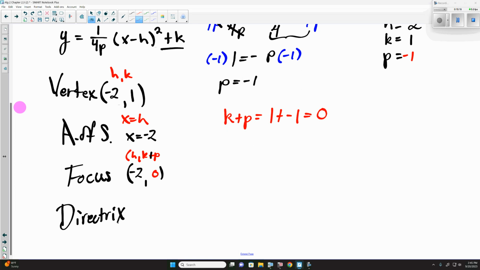Our directrix is our y equals k minus p. K is 1, p is negative 1. So our equation is y is equal to 2.